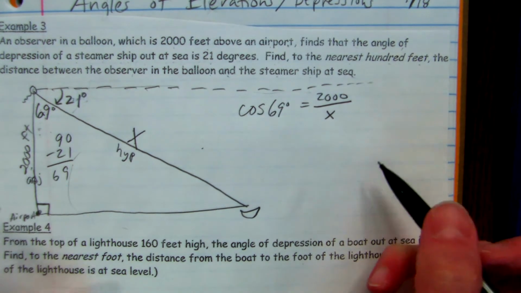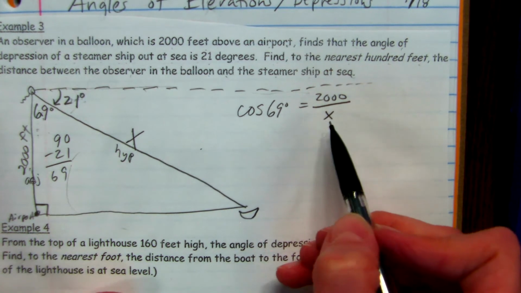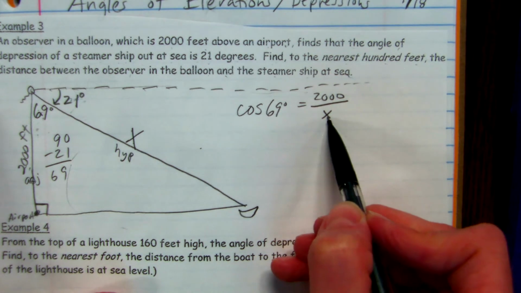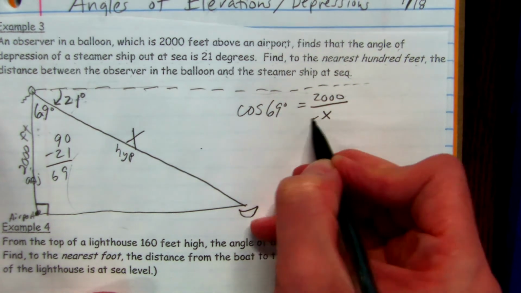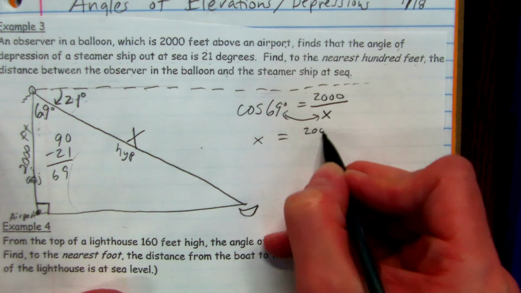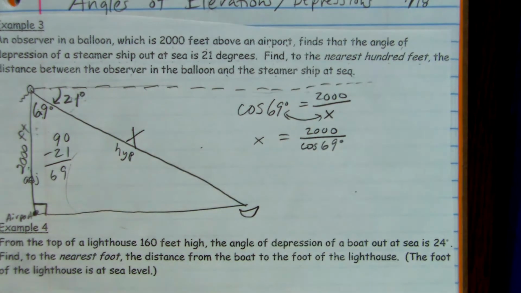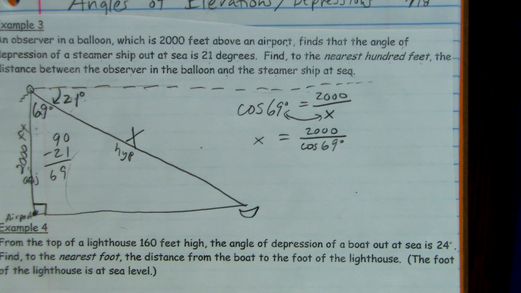All right, so we had a little trick that we learned last week after doing lots of these. What can I do to get x by itself? So I'm going to switch the x with the cosine 69. So x is going to go over here. The 2,000 stays up there where it is. And we just did a whole bunch of them and figured out that this was actually a shortcut.